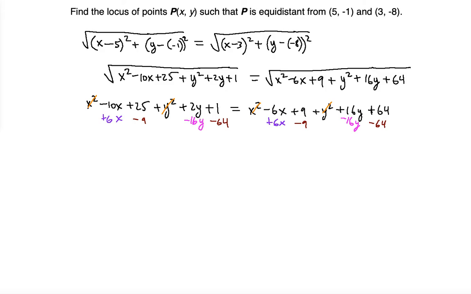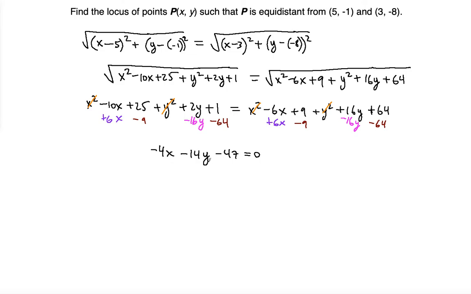So as a result, what you should get is minus 10x plus 6x is minus 4x, so minus 4x. 2y minus 16y is minus 14y. And then 1 minus 64 is negative 63. Negative 63 plus 16 is going to be minus 47 is equal to 0.